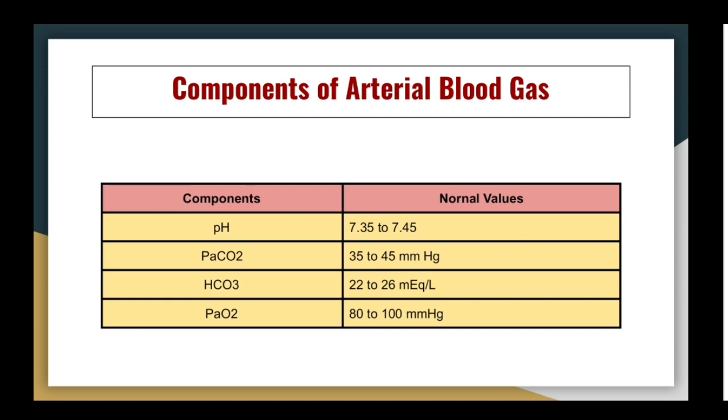Next, normal PCO2 level is 35 to 45 mm Hg. The easiest way to recall it is, pH was 7.35 to 7.45, so take out the 35 and 45 from it. That is the normal PCO2 level, 35 to 45 mm Hg. Whereas bicarbonate is 22 to 26 milliequivalent per liter. And oxygen level is 80 to 100 mm Hg. So these are the normal values of components of arterial blood gas.